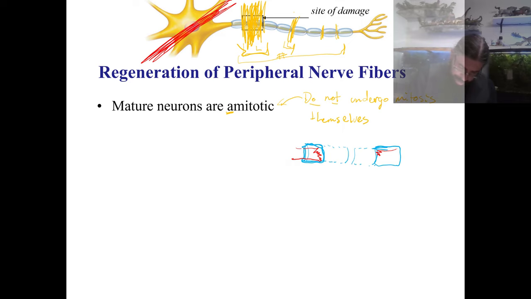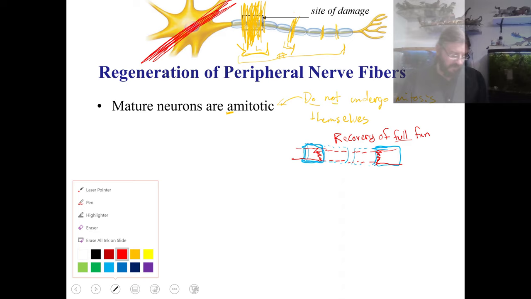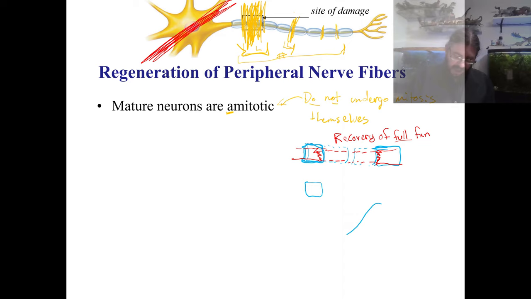And by growing this regeneration tube, you guide the newly forming axon through the tube, and it makes it easier to reconnect, right? So this would be recovery of full function. Recovery of partial function could happen for a number of reasons. So perhaps your tube wasn't quite right.